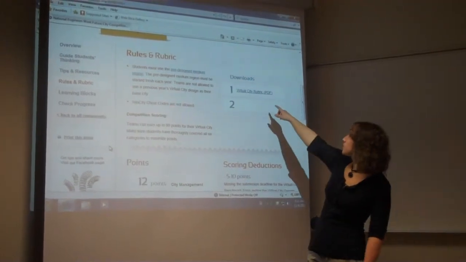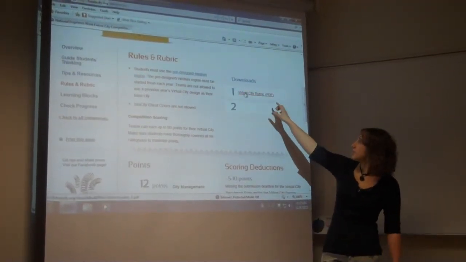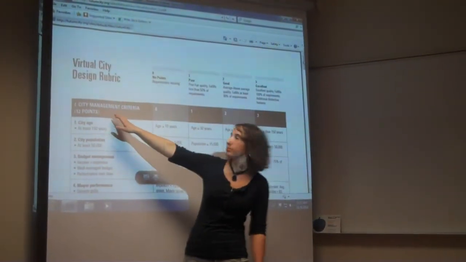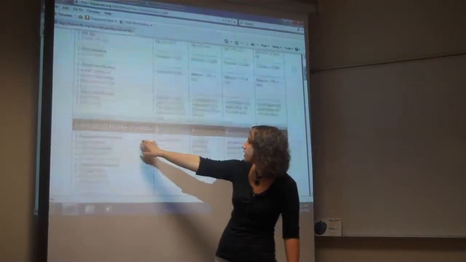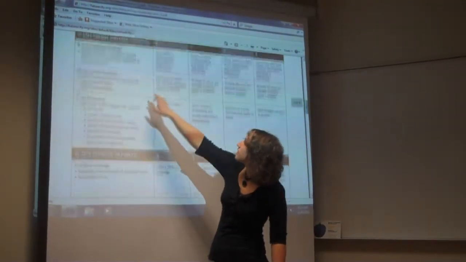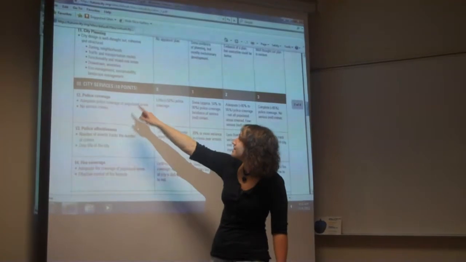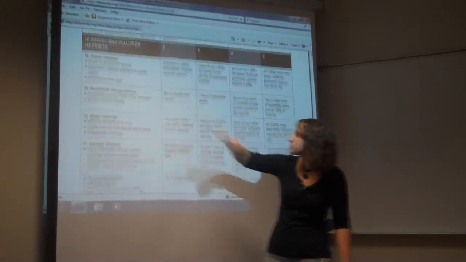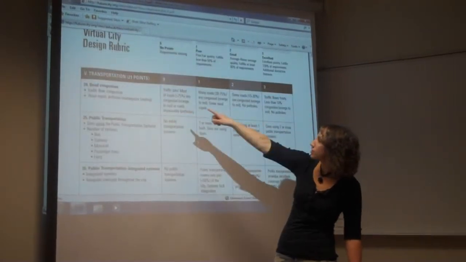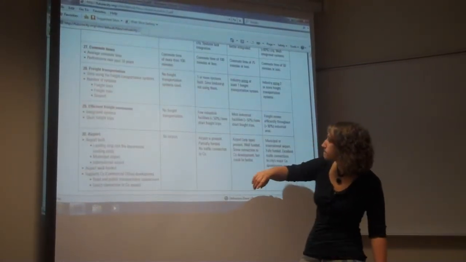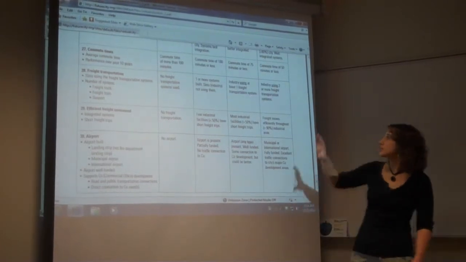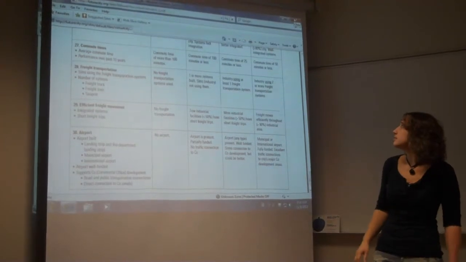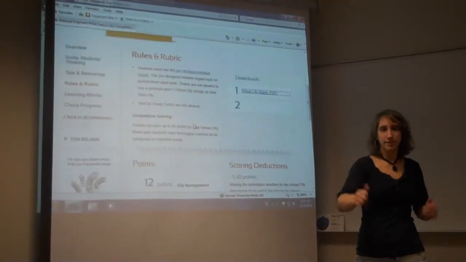Okay, now we're going to look at the virtual city rubric, and just very briefly, it's going to talk in depth about each of the points on the rubric: the city management criteria, the city layout criteria, city services, and more city services, and then energy and pollution. Transportation, that's key. And that's it. Okay, so you're going to look at all of these and it's going to tell you how to get more points and how to lose more points. That's the important thing to remember for the rubric.